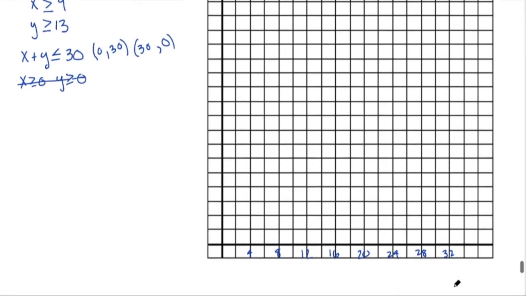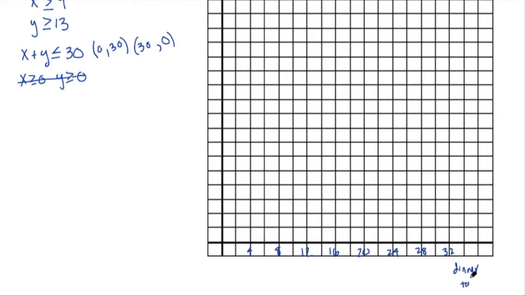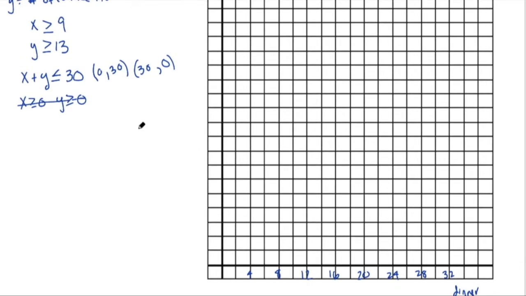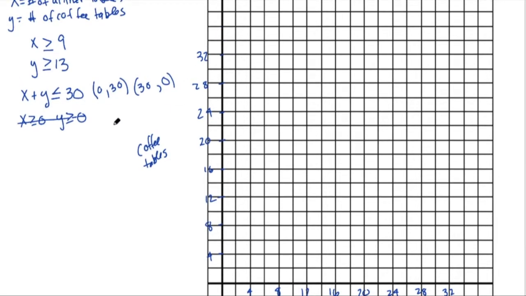And just as a reminder, I'm going to label that this is our dinner tables down here, because that's our x, and we're going to put coffee tables over here. Let's keep the same scale going here, so that's 4, 8, 12, 16, 20, 24, 28, and 32. Great. So as we said, for this inequality, we've got intercepts at 30 for both. So that's a point right here and a point right there.